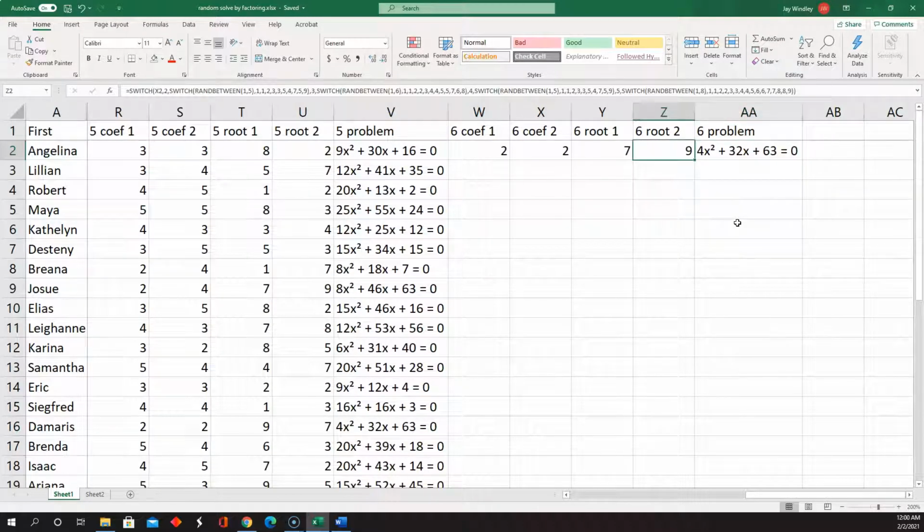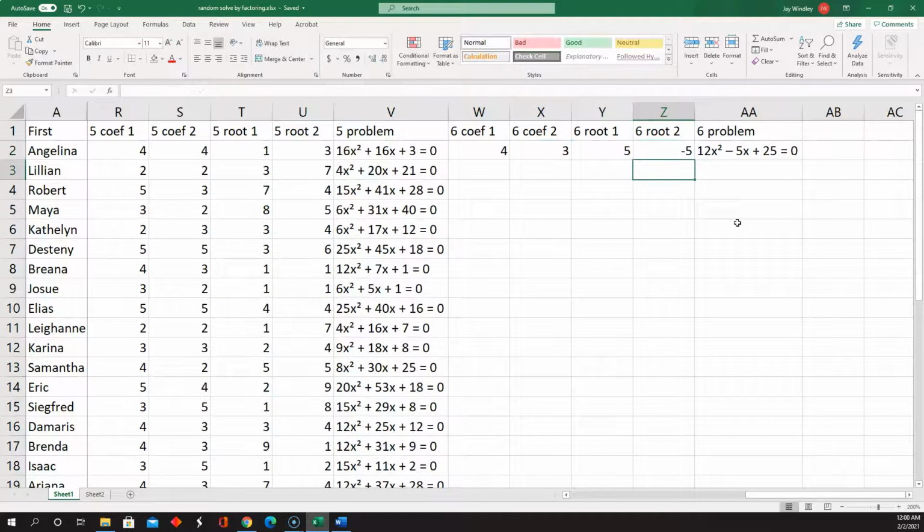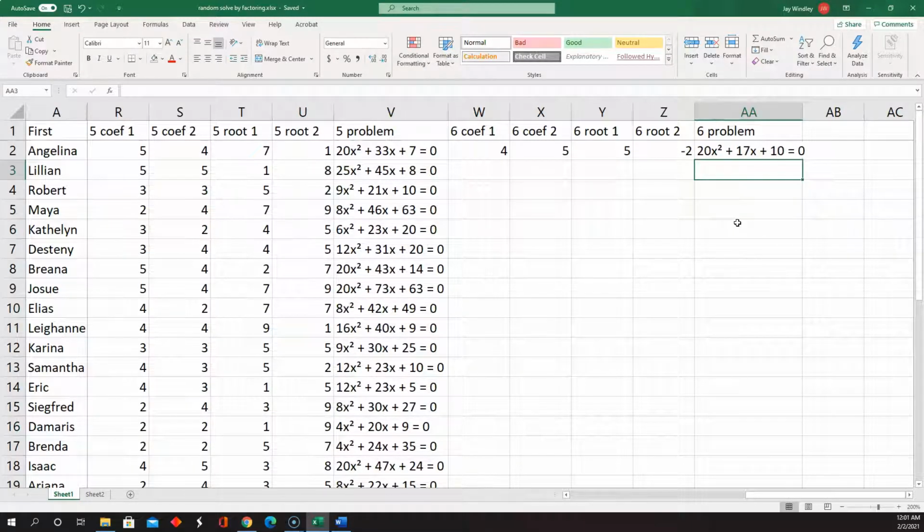Now, I want one of those roots to be negative. So I'm going to come up all the way to the beginning of that switch statement and put a negative sign. So notice that the code we already wrote 3 problems ago is handling the display of that negative sign in the middle instead of a positive sign.